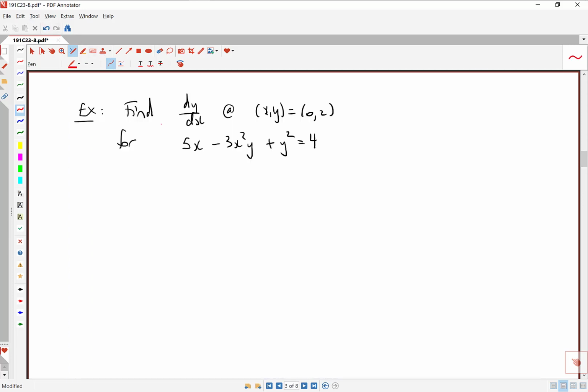So here we've rewritten our problem. We're going to find dy/dx at a certain point for this implicit function here, 5x minus 3x squared y plus y squared equals 4. So first main step is we're going to take the derivative with respect to x of both sides of this equation. So we're just starting with this implicit function here, just go through term by term and take our derivatives.